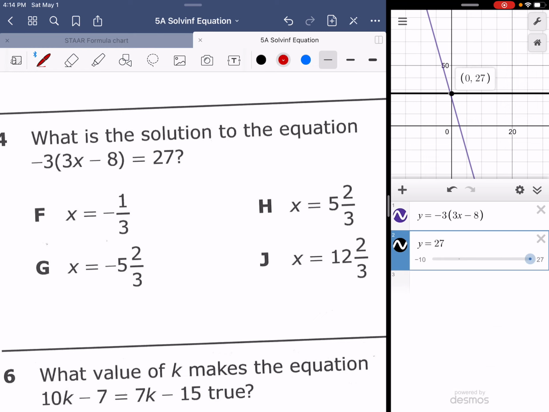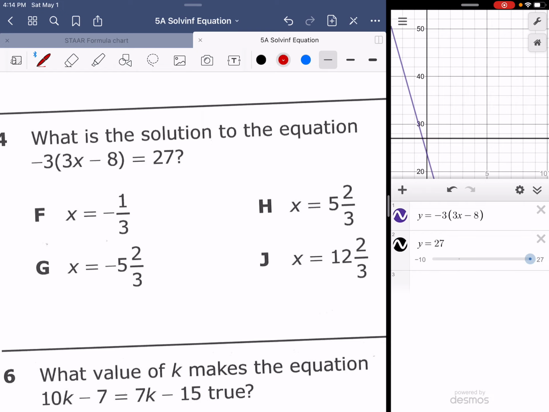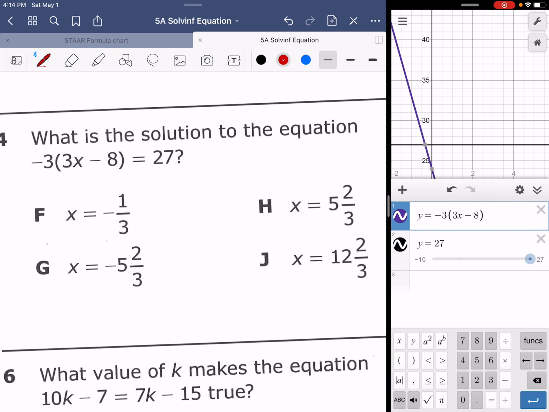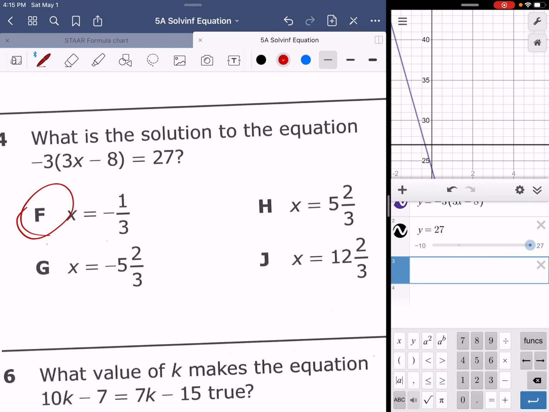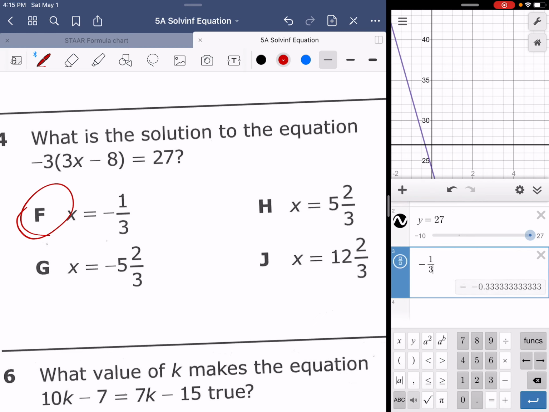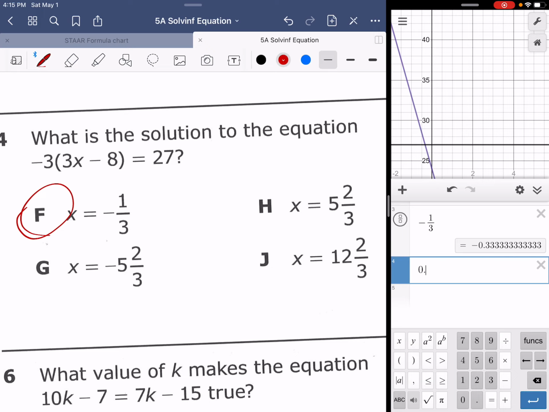Huh? Did I make a mistake somewhere? Oh, it's not an intersection point now. I clicked y-intercept by accident. Negative 0.333. It's gonna be f, right? Because negative 1/3 is, yeah, negative 0.333, right?